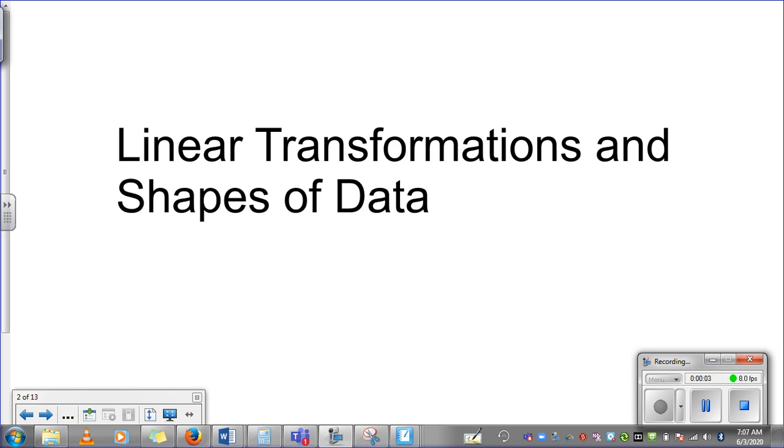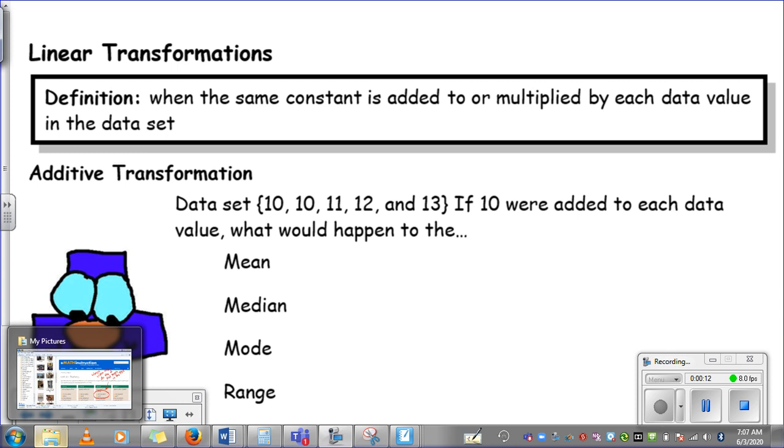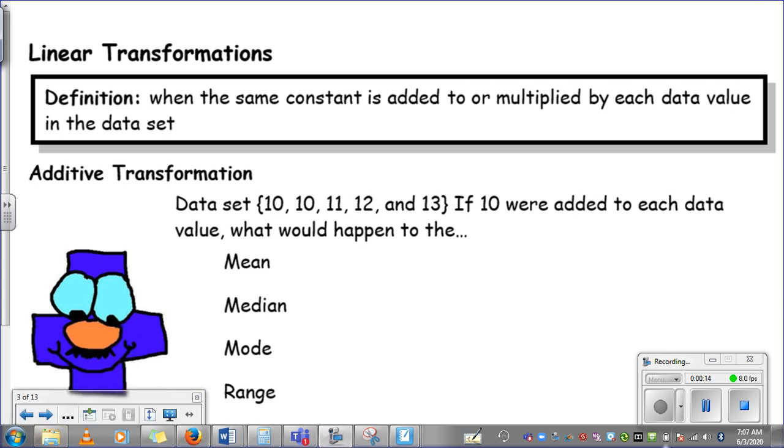In this video, we're going to be looking at linear transformations and shapes of data. So let's start with the first part, which is linear transformations. We've been doing transformations of functions quite a bit. With transformation of functions, essentially what we've been doing is shifting the data.